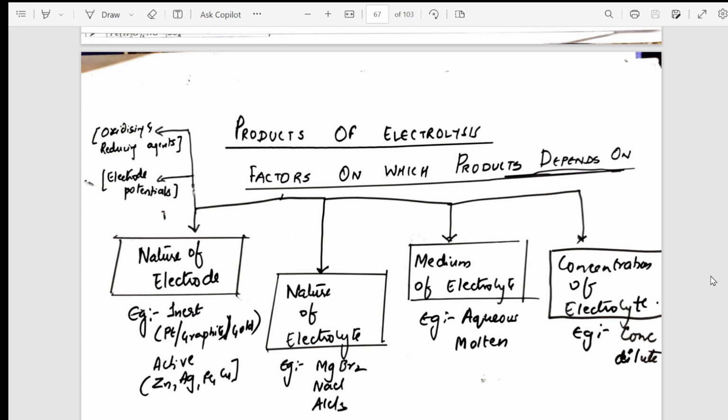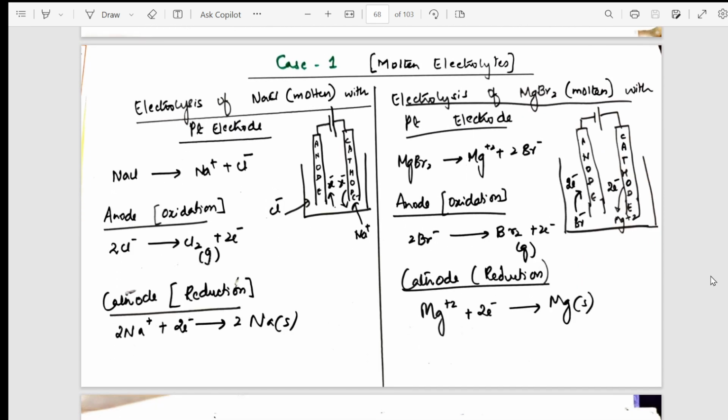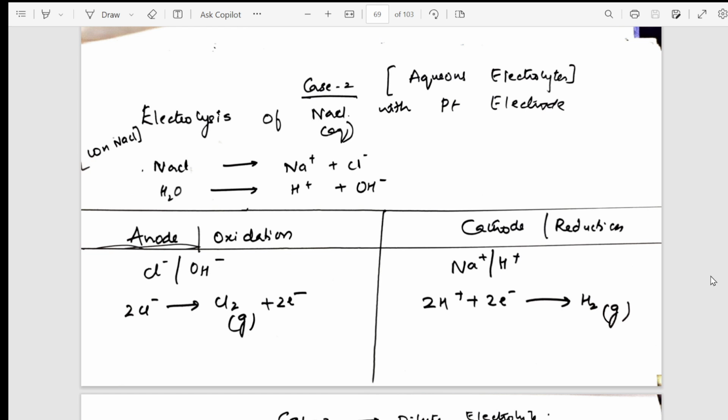It depends upon nature of electrodes, electrolyte, medium of electrode, concentration of electrolyte. What are the examples? Everything I have given. So I did a detailed study, case 1, what happens if you have molten electrolytes. Very important information. Molten electrolytes, what happens? From there, I've gone to case 2. What happens when you have a platinum electrode? Right? And here molten, this is aqueous electrolytes, that is molten electrolytes.